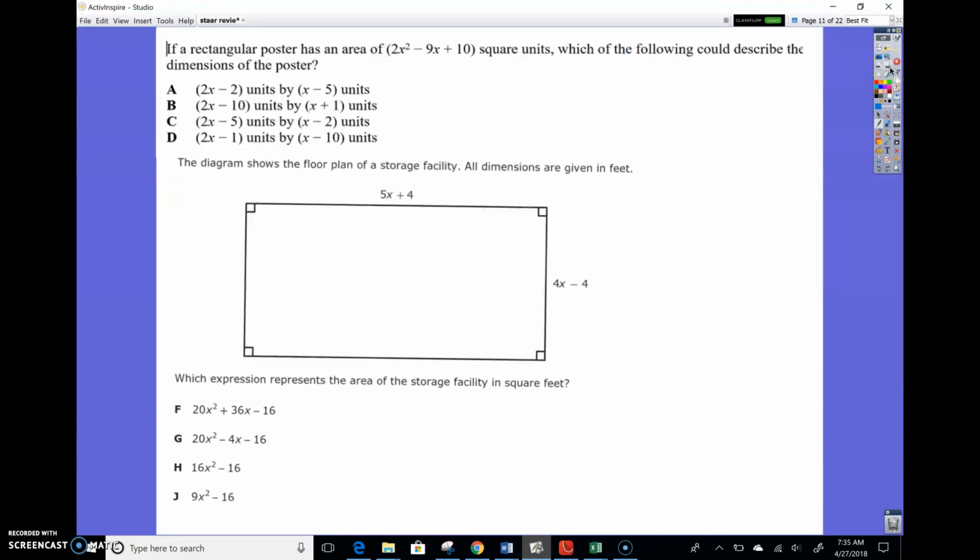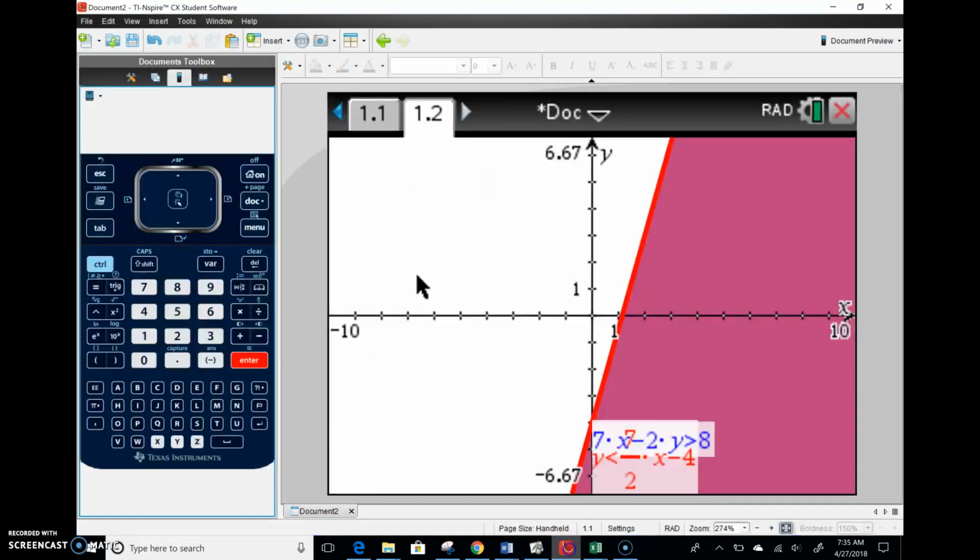Next problems are like word problems. Rectangular poster, their area. Remember area, you multiply. This is the area, so you have to multiply the dimensions, or the length and the width. So all I'm doing is multiplying these numbers together. If you multiply it, it should give you that answer. So the expression should be equivalent.